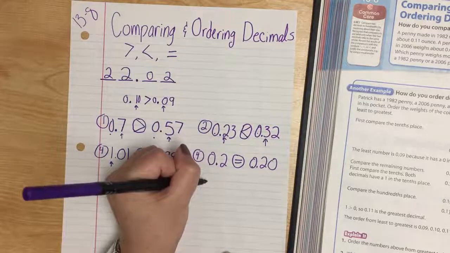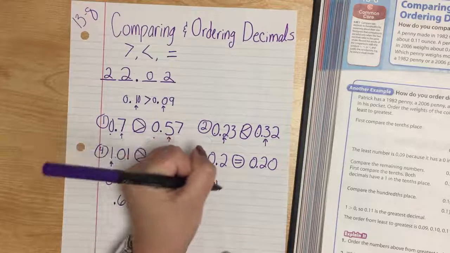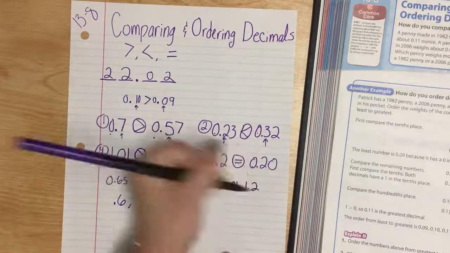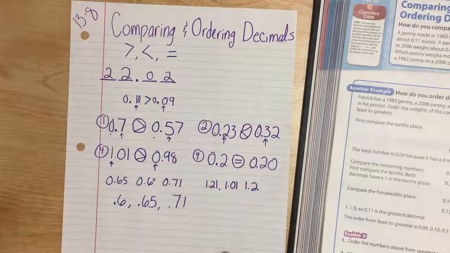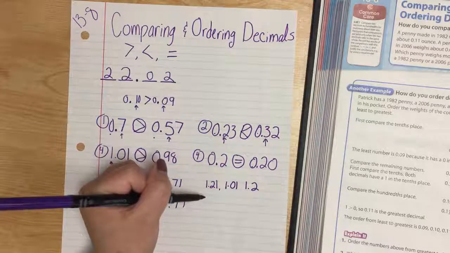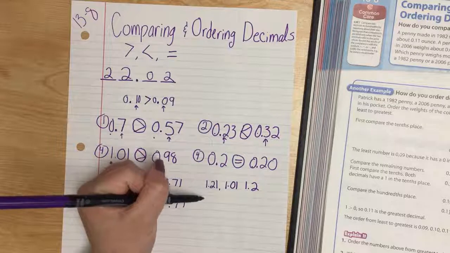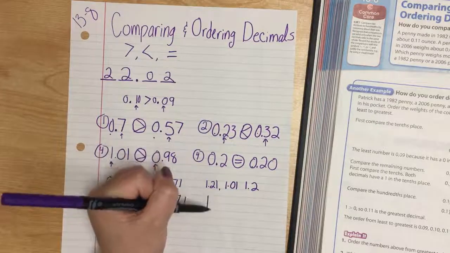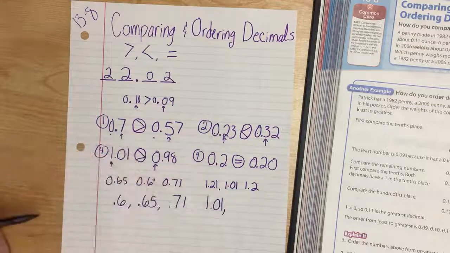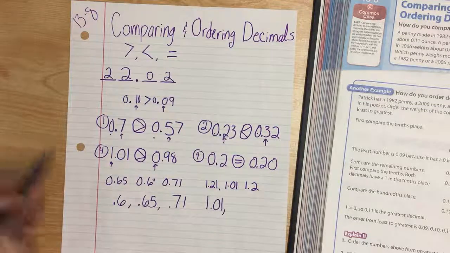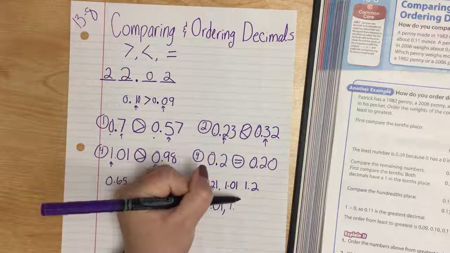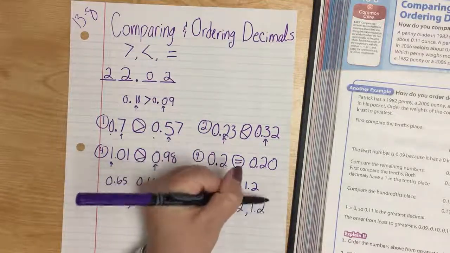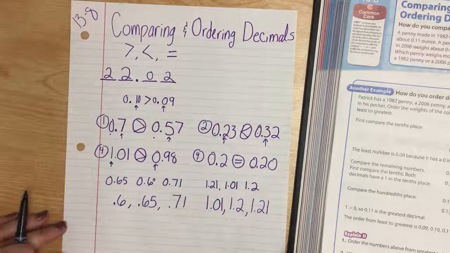Okay, what about 1.21, 1.01, and 1.2? Which one of those is the smallest? 1.01 is my smallest. Then what's the next? 1.2, because technically it's 1.20, and then 1.21. Okay?